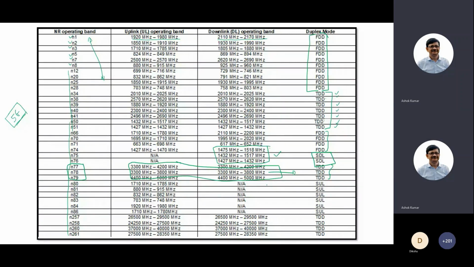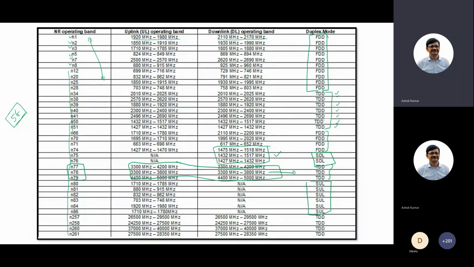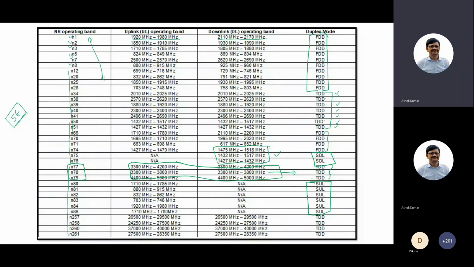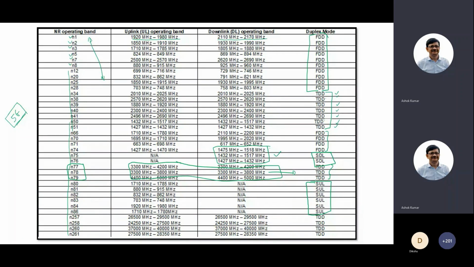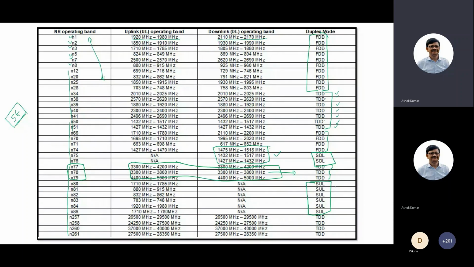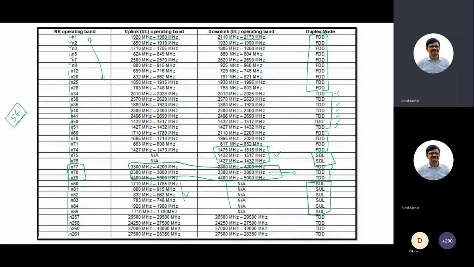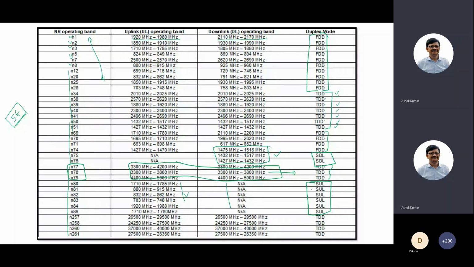Now I seek your attention for bands 80, 81, 82, 83, 84. The name written here is SUL. Can you guess what it is? It's similar: supplementary uplink. So in 5G, a provision is made for a supplementary frequency band only for uplink. That's why you see that data is given for uplink, and for downlink it is not applicable. So it is possible that you can allocate certain frequency bands only for uplink.